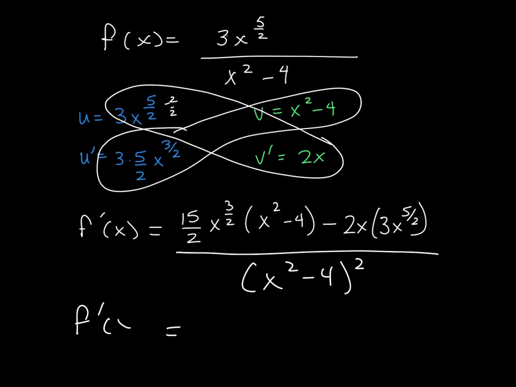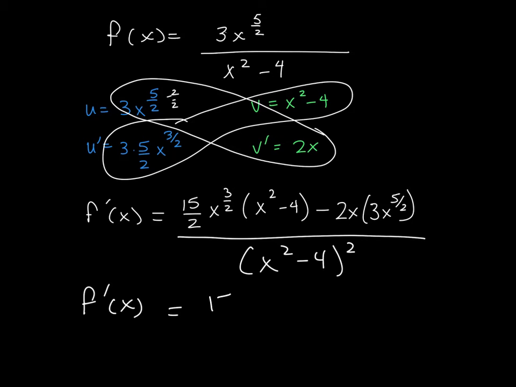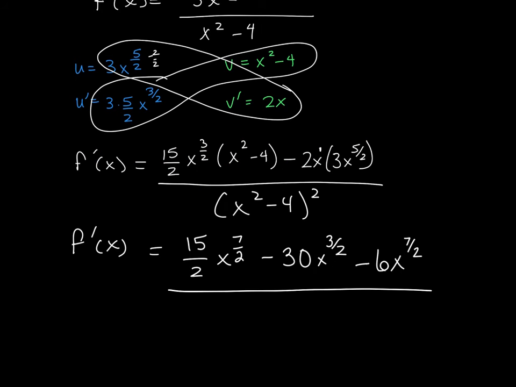Let's go ahead and simplify this out a little bit. When I simplify this out, I get 15 halves x to the 7 halves minus, now I take 15 halves times 4, cancel out one of those 2's, so I'll get a negative 30x to the 3 halves, minus 6x, and again there's an understood 1 there, so that becomes x to the 7 halves. And that is all over my common denominator, x squared minus 4 quantity squared.